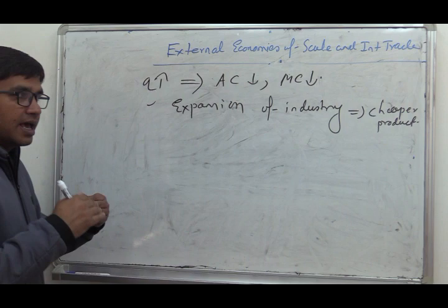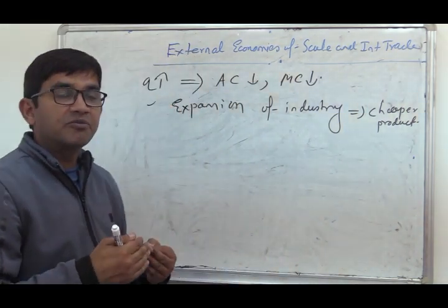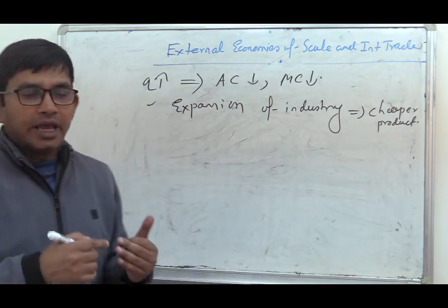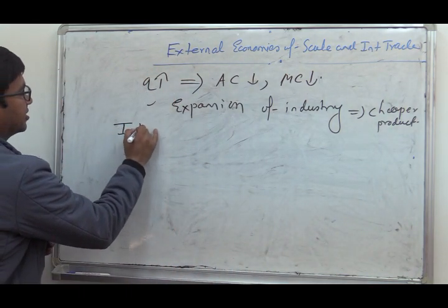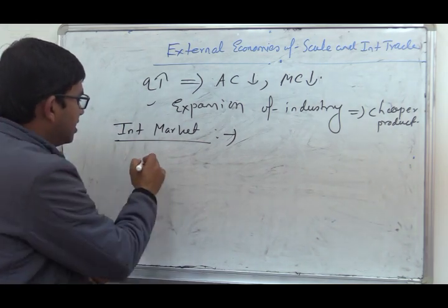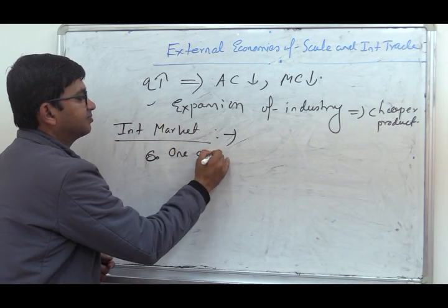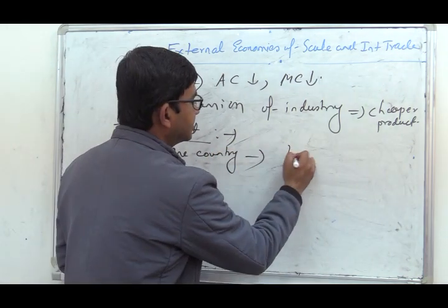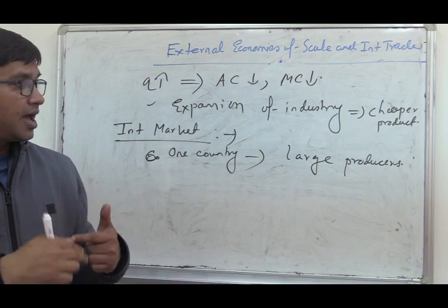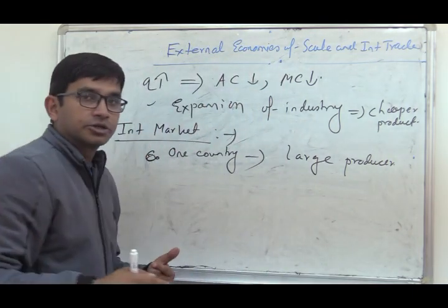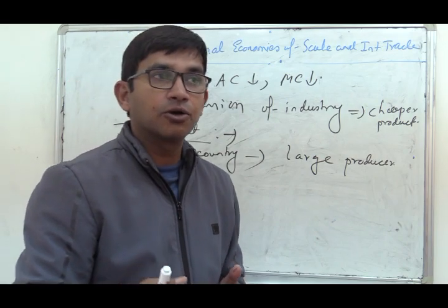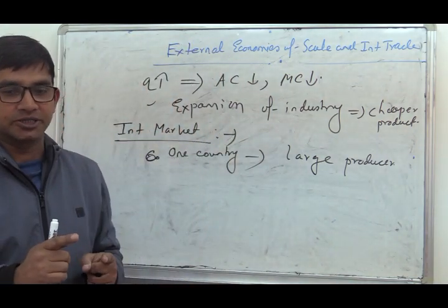So the existing trade pattern can be confirmed by strong external economies of scale. And if we consider the international market, here is what happens due to external economies of scale. If one country starts as a large producer, historically, of any commodity, this country will remain the large producer in the global market due to external economies of scale, just because it started first.